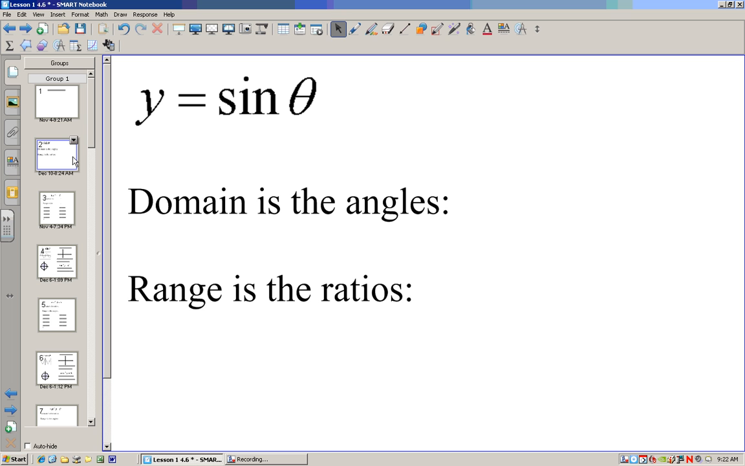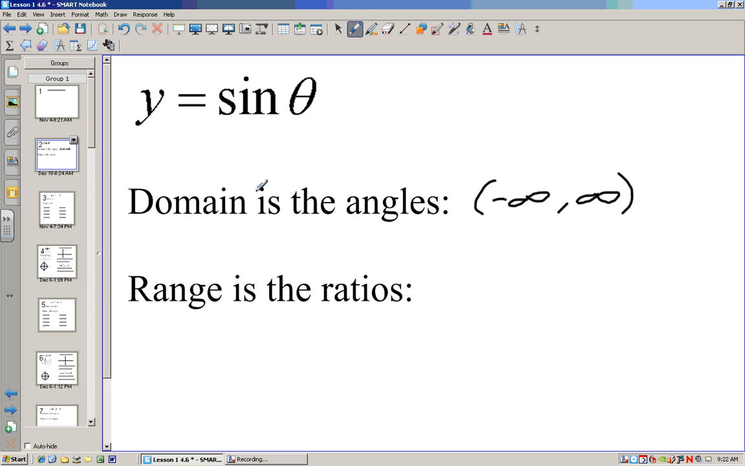Well, first let's look at y equals sine of theta. First, let's think about the domain of the angles. What angles can I fit in here? Well, I can fit in any angle from negative infinity to infinity.